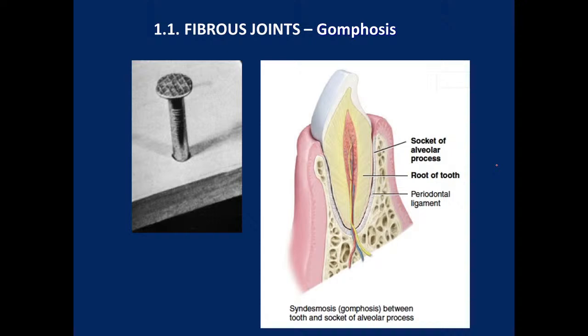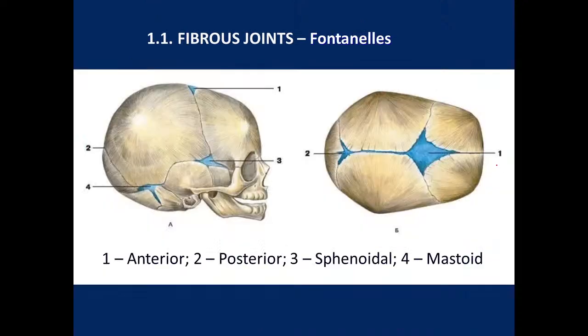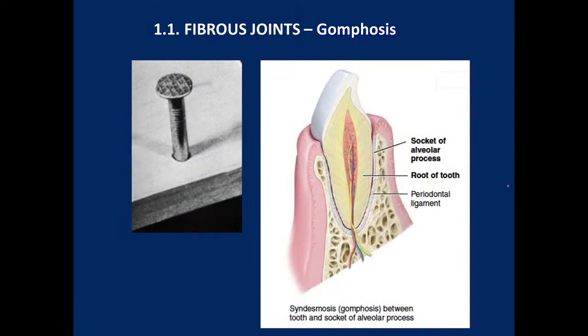Next group, another example of syndesmosis, is called gomphosis, or another name is dento-alveolar joint, because it is between dents. Here you see real human dents, and this is the part of the alveolar process of mandibular or maxilla.